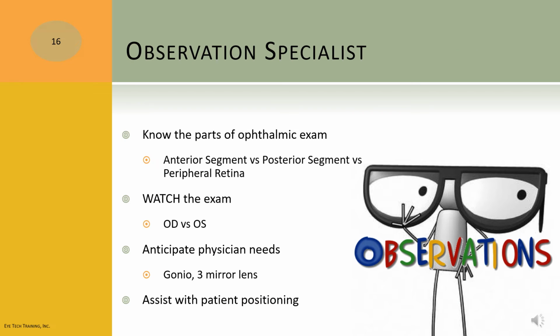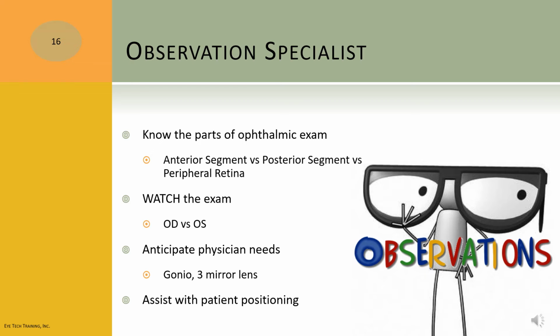The observation specialist. As a scribe, you have to know the parts of the ophthalmic exam. When the doctor's looking at the anterior segment versus the posterior segment versus the peripheral retina, so you can be in the proper area of the chart to document the findings called out to you. As a scribe, it's super important to actually watch the exam. Many times a doctor will call out right eye and give you findings when they're actually looking at the patient's left eye.